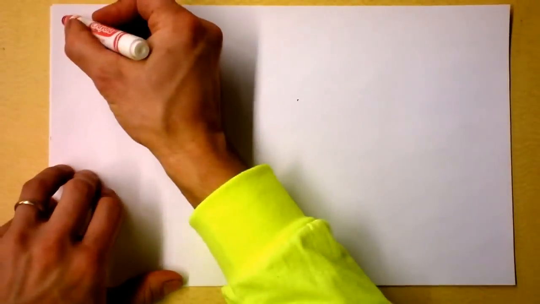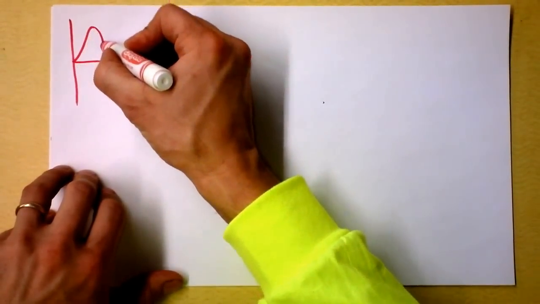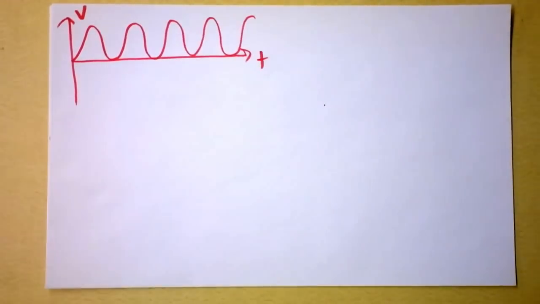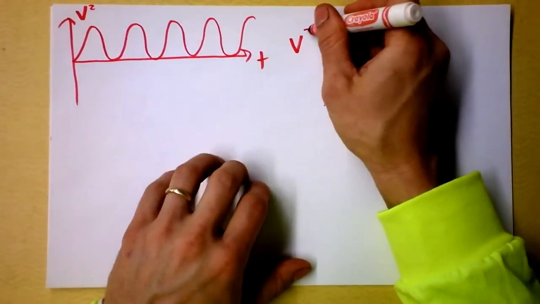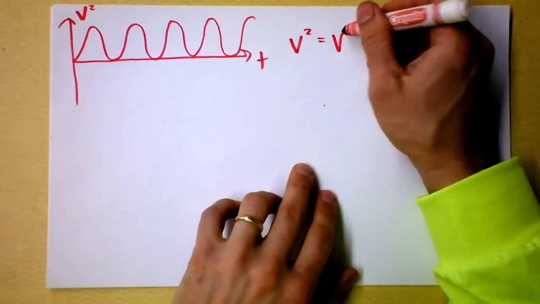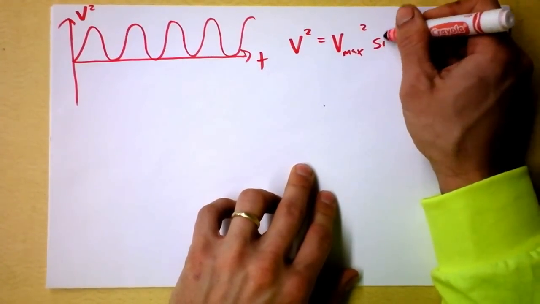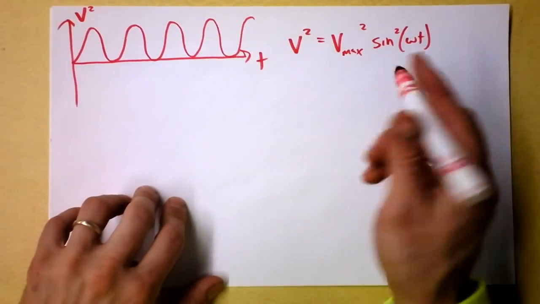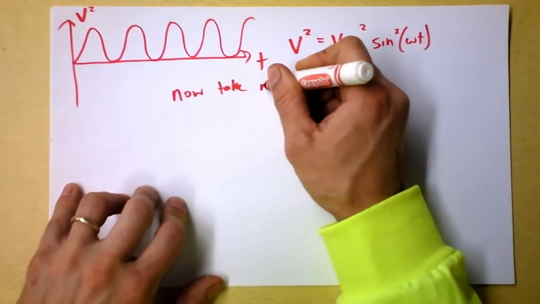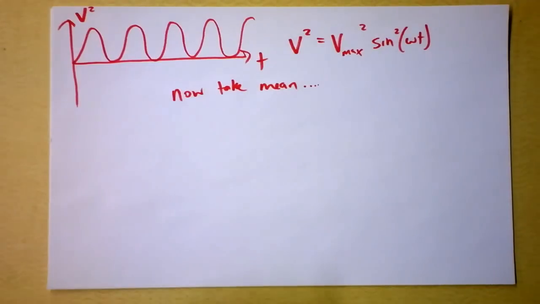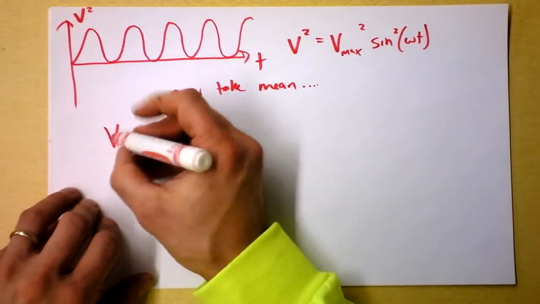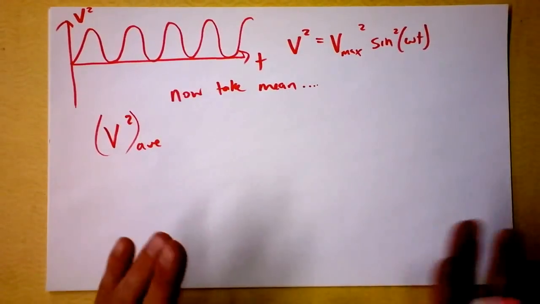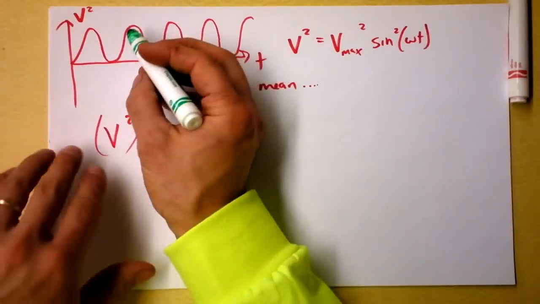But what if we square it? Do you know what the square of the sine function looks like? It's like, yeep, yeep, yeep, yeep, yeep. So that's time, and that's voltage, for instance, but it's voltage squared. And so voltage squared would be V max squared times sine squared of omega times t. So V squared still depends on time, but what if I take the average of that? Now take the mean, and if I take the mean of that right there, I'm going to say V squared averaged. No, I can't average and then square because then it just gets zero. But if I take the square and then average it, then I'm looking for this value right here.